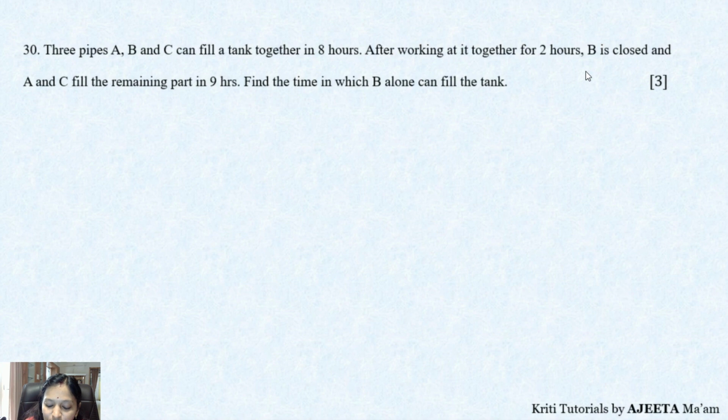Now, three pipes A, B, and C can fill a tank together in 8 hours. After working it together for 2 hours, B is closed and A and C fill the remaining part in 9 hours. Find the time in which B alone can fill the tank. So, this is the question which is based on numerical applications, and it's a simple question based on tank filling, pipes and cisterns. So, A, B, C together they are filling it up in 8 hours. So let's find it out. In 1 hour, how much may they fill up?